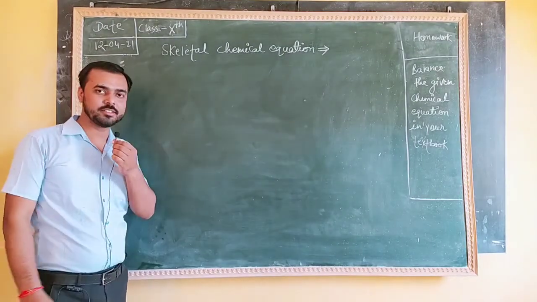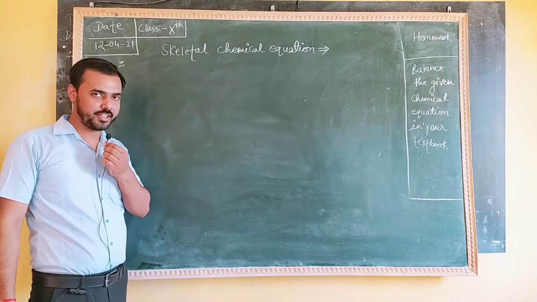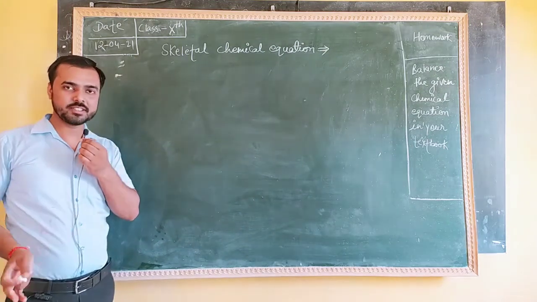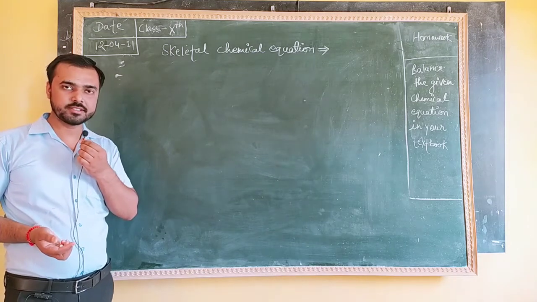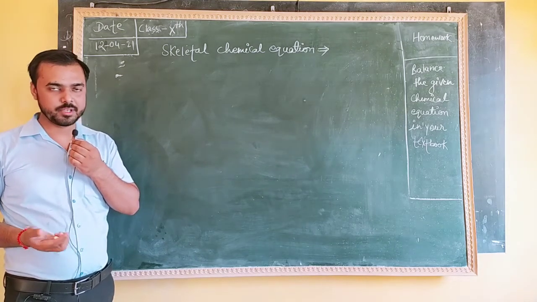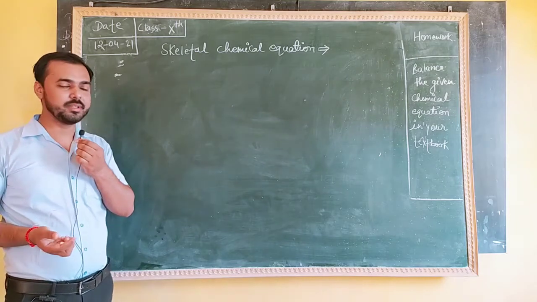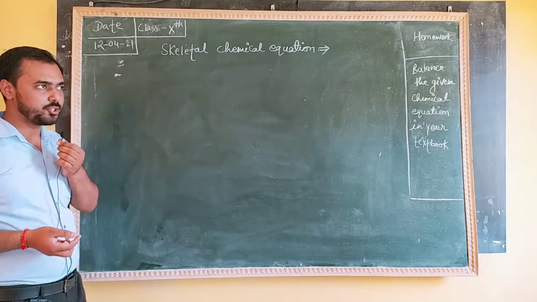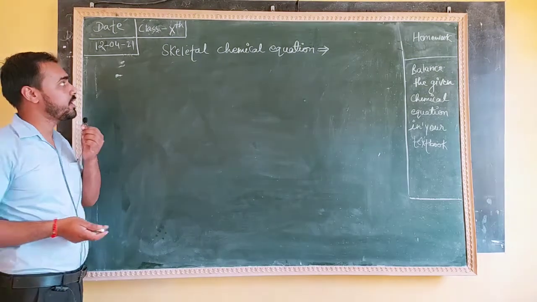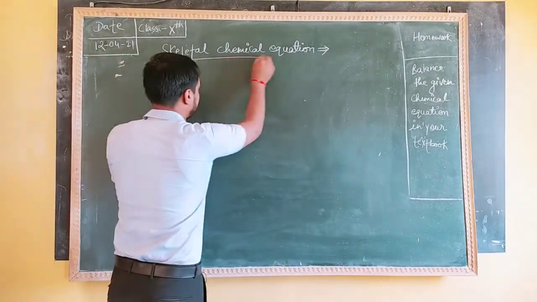I welcome you all to today's online class, and that is your third day. In previous classes, we have already discussed the remaining topics: chemical reaction, their characteristics, chemical equation, and their types of chemical equation. It means balanced chemical equation and unbalanced chemical equation. So here in today's class, we will discuss a skeletal chemical equation.